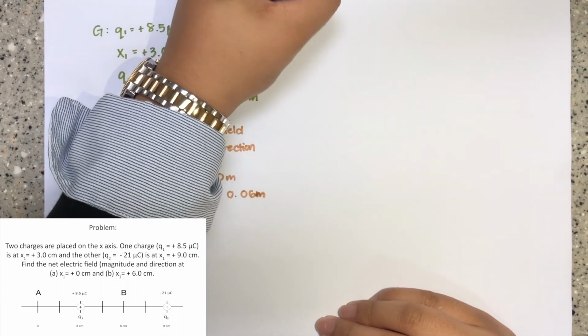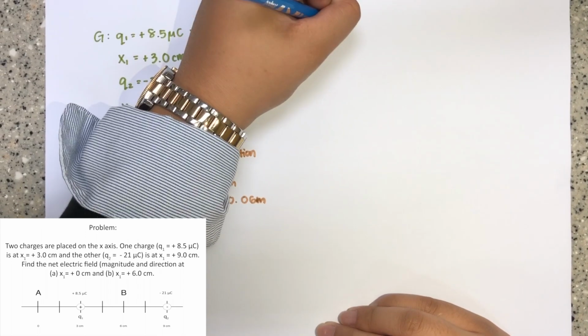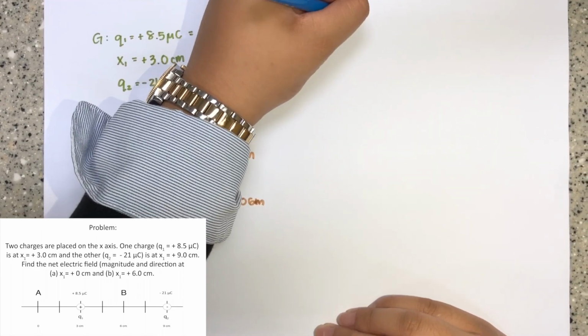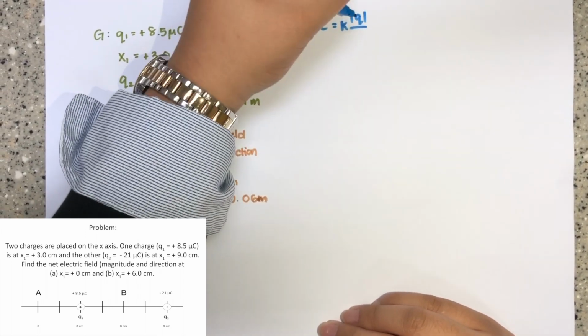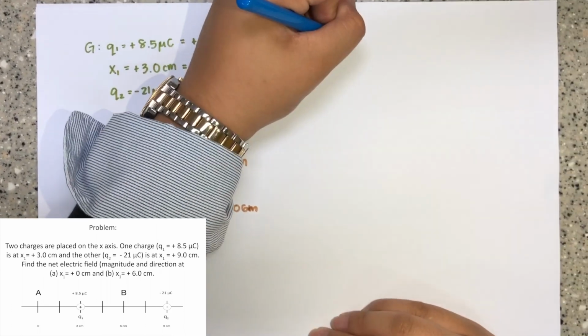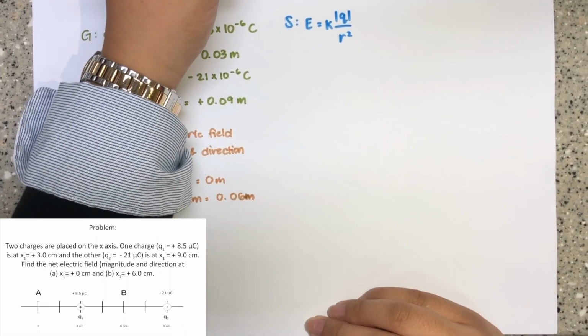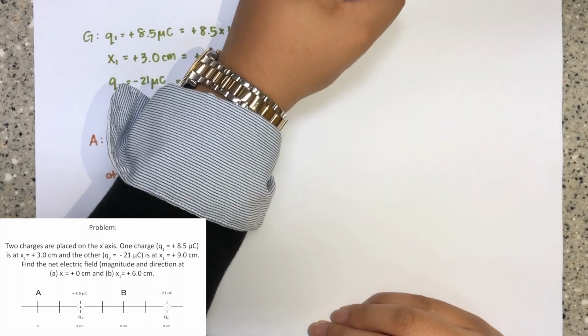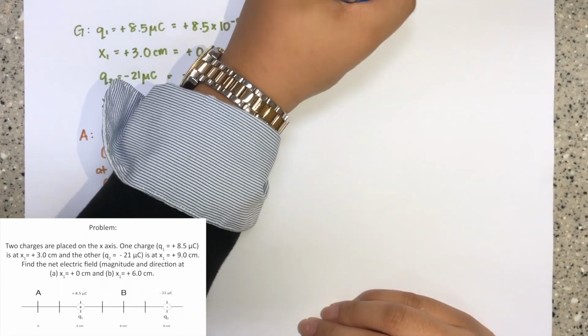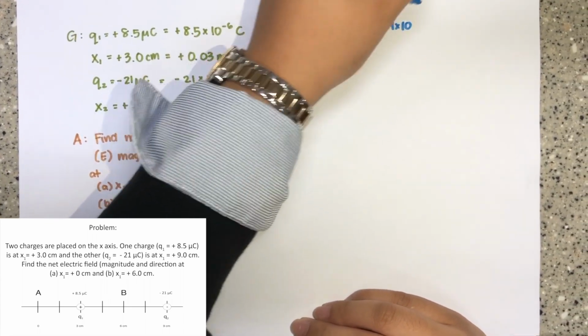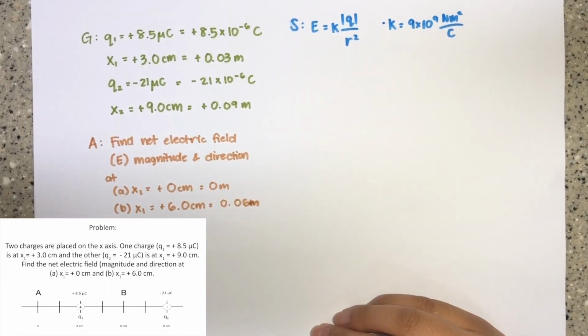We're going to be using the formula E equals K, absolute value of charge, over r squared. And this is to solve for electric field. Now K is a constant, which is 9 times 10 to the power of 9. So we'll start with the first one.